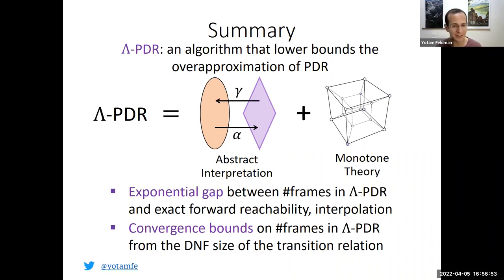So I'd really like to be able to answer this question. And indeed, we showed a gap between Lambda PDR and exact forward reachability. There's also the dual question of showing that PDR doesn't over-approximate too much compared to backward reachability. I don't know how to explain this phenomenon theoretically, and that's because PDR is very asymmetric. So to do the other direction, it seems like we need completely different tools. But it's a very interesting question.